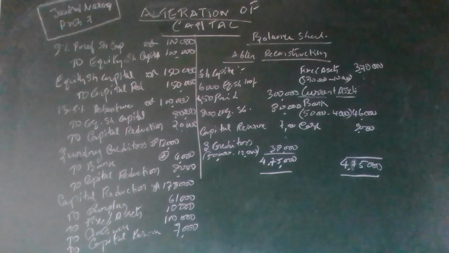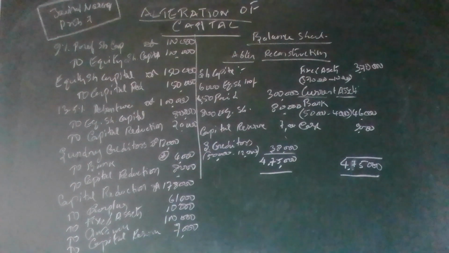The next one is debenture. Debenture holders are given equity share capital, and the total amount of debentures given in the textbook is 1 lakh rupees. Debenture holders are to receive 800 equity shares of rupees 100 each. So 800 into 100 comes to 80,000 rupees, which is the equity share capital. Total amount of debentures is 1 lakh, so the balance of 20,000 is taken as capital reduction.